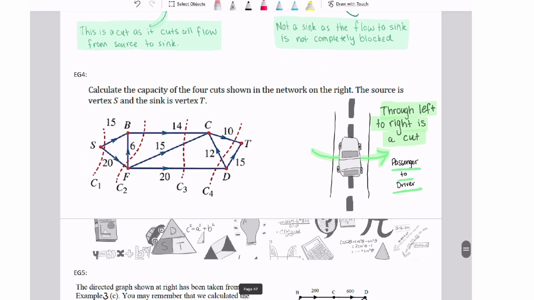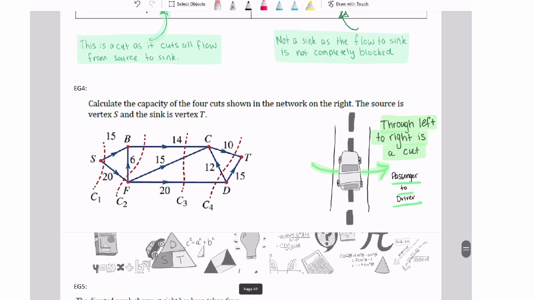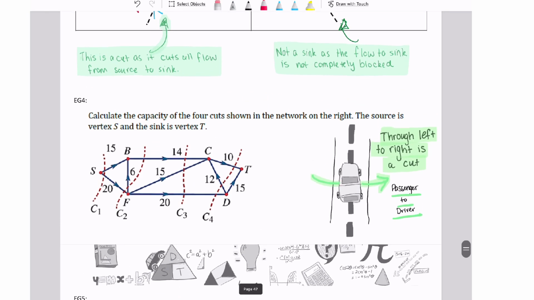One thing we need to learn how to do is work out the capacity of a cut. The capacity of the cut is just where you add up the weight of every edge the cut restricts.